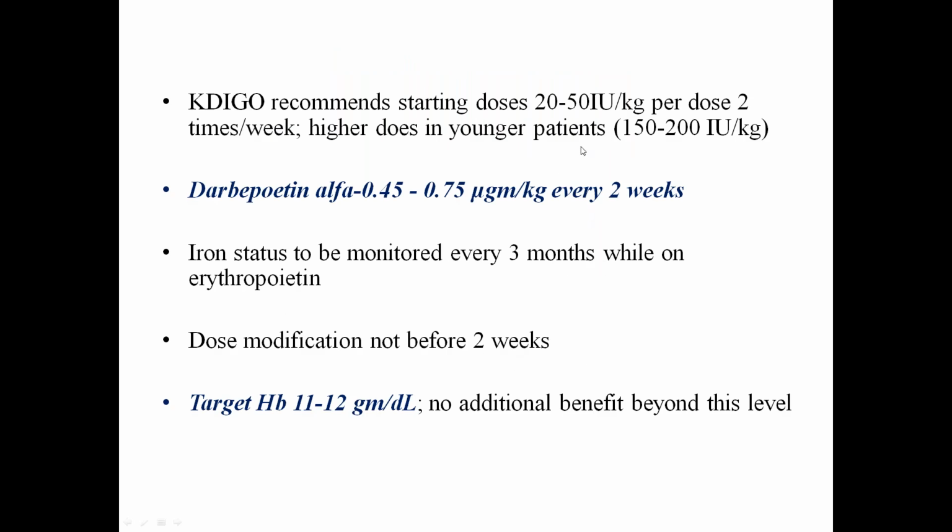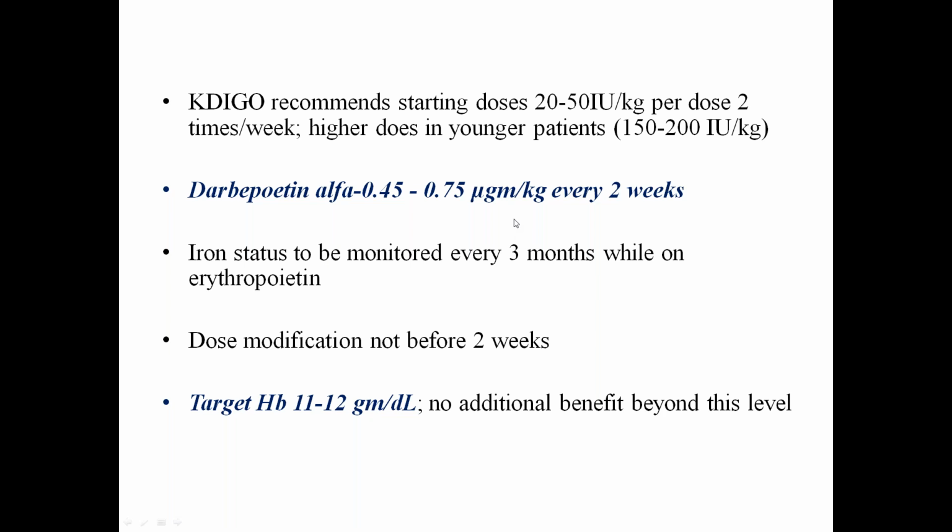Now, if you look at the guideline recommendations for the use of erythropoietin, it should be started any time when your Hb falls below 10. You need to start it at doses of 20 to 50 international units per kg, and it can be given as 2 subcutaneous doses each week. Lately, another congener of erythropoietin is available, which is long-acting and needs to be given only 2 times a month. So most centers have shifted to darbepoetin therapy, especially in older children.